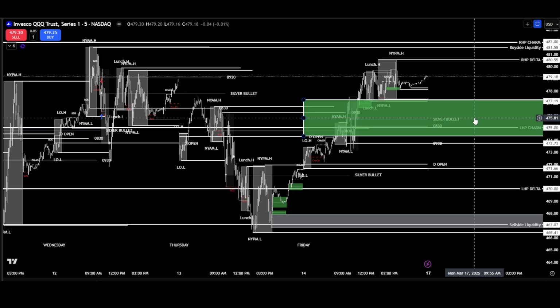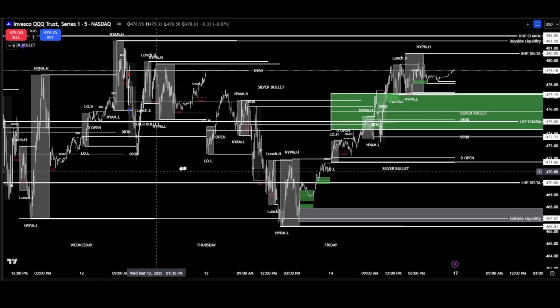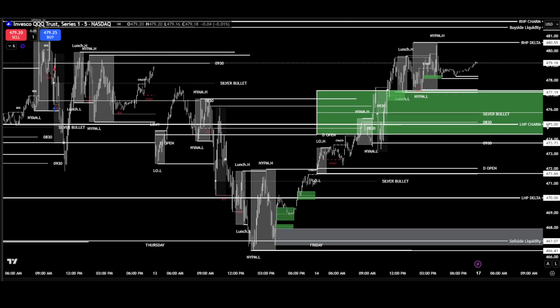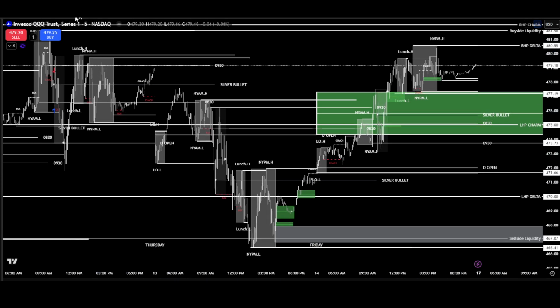But again, having this charm level down here, I would say anything below consequent encroachment down to this charm level is going to be my ideal entry inside that fair value gap. So that's QQQ, and that's how I would be setting that chart up ahead of schedule. Are there any questions yet before I go into SPY?